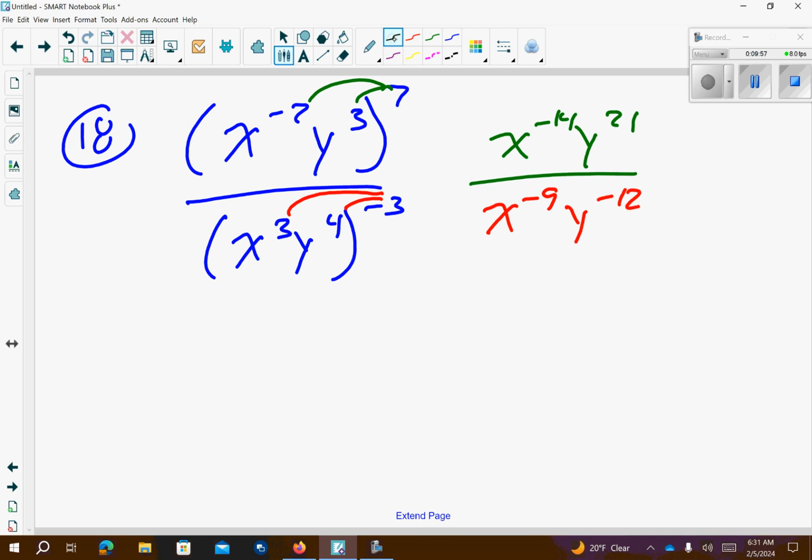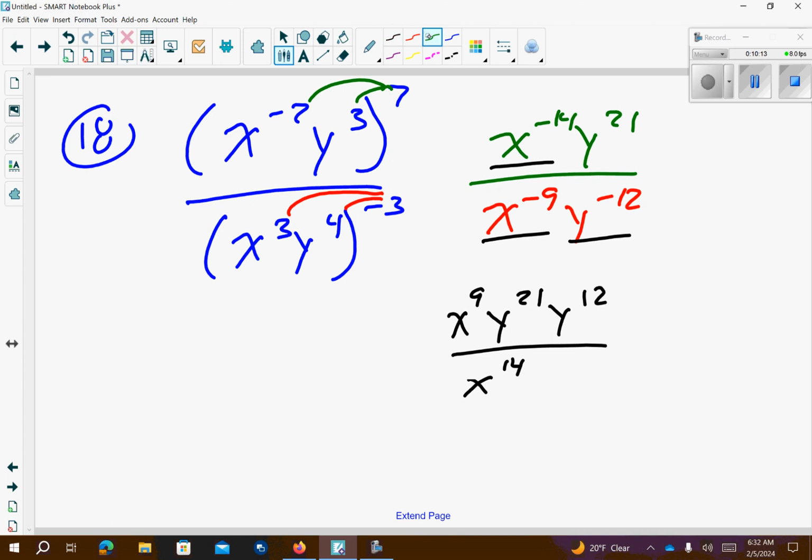So let's move the things. So x to the 14th wants to move downstairs. y to the 21st is going to stay up there. X to the negative 9 is going to move upstairs, and the sign changes. And y to the negative 12th moves upstairs, and the sign changes. Tug of war with the x's. Looks like the bottom's going to win by 5. Combine the y's together. There's no tug of war, so add those. So 21 and 12 is 33.